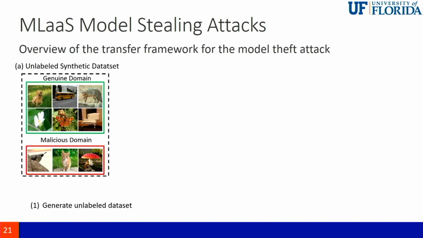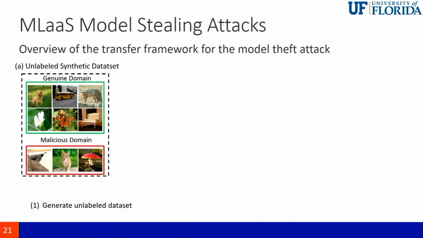What we do is that first, we have 2 sets of data. One is genuine domain data, which is just the non-adversarial example, not modified. We also have malicious domain data. These are data modified to be very close to the boundary. They will be classified correctly or incorrectly.